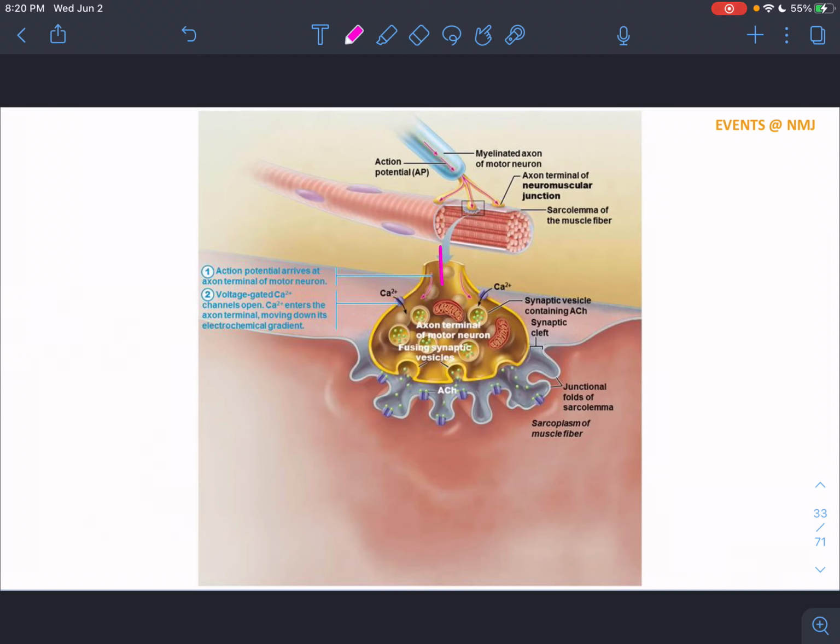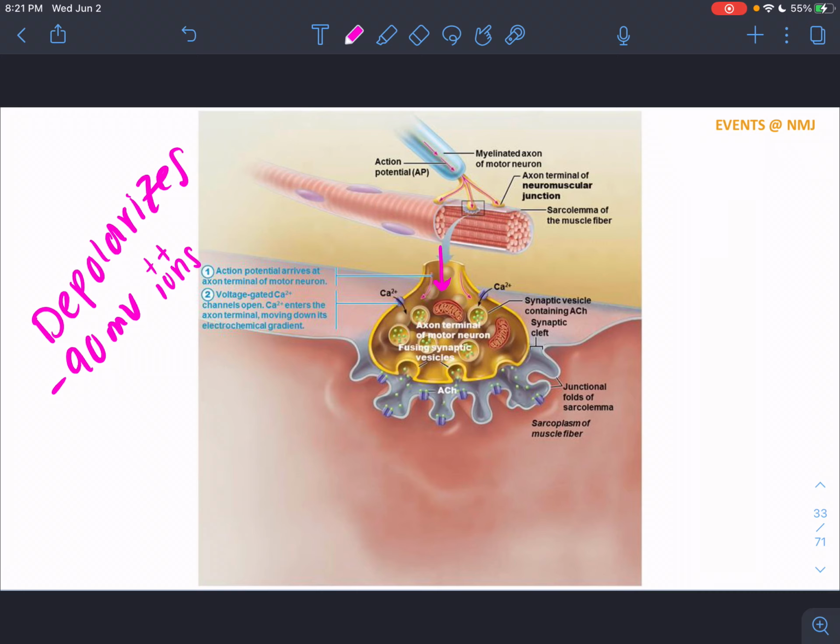After the action potential comes down, it depolarizes the inside of the cell here. Remember, at rest we have a negative 90 millivolt resting membrane potential. We're not going to talk about it until a later chapter, but trust me that the action potential is going to depolarize that, making the inside more positive with the use of some ions.